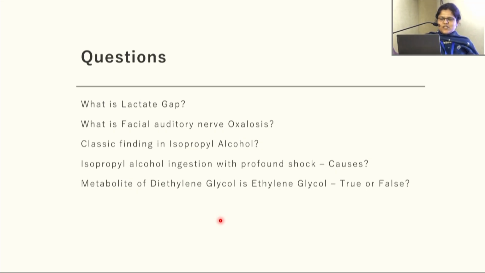Isopropyl alcohol is another toxic alcohol. So what is the classic finding in isopropyl alcohol, with respect to the osmolar gap and the acidosis part?